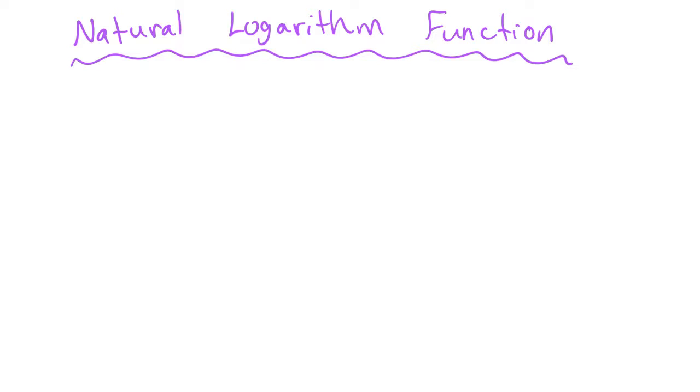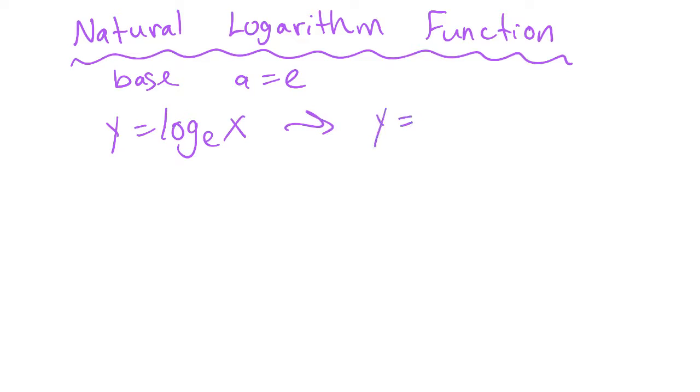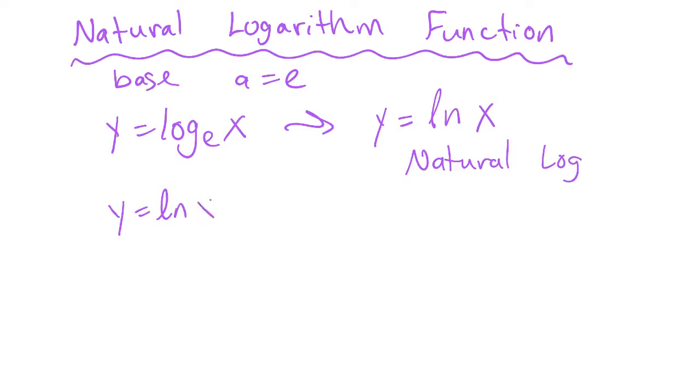Our next special log function is when our base a is the constant e. So rather than writing y equals log base e of x, we write this as y equals ln of x, or the natural log of x. So we know y equals ln of x, based on our theorem, is if and only if, so in exponential form, x equals e to the y.